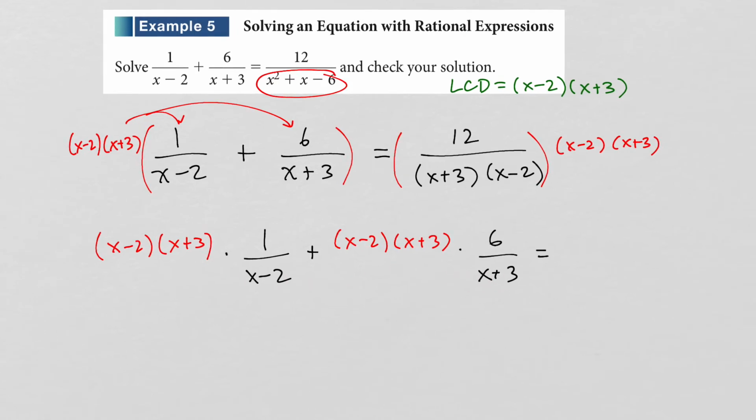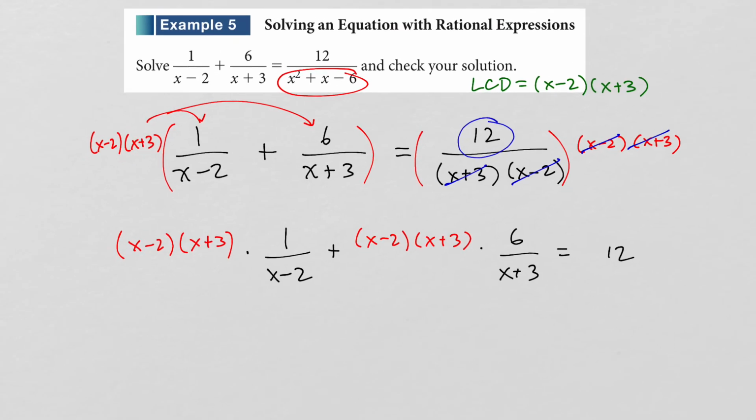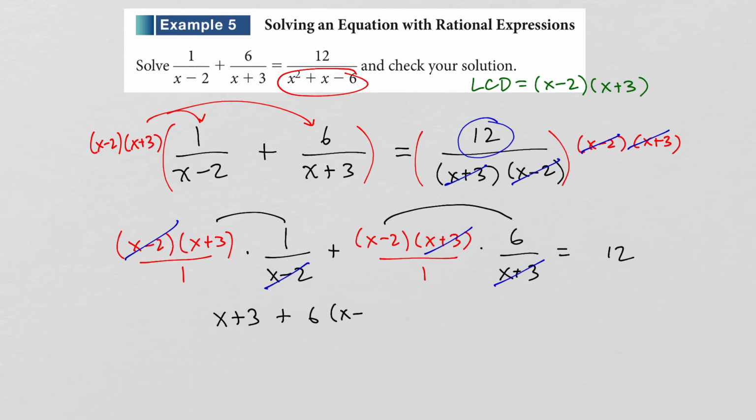Okay? Now on the right-hand side, we don't have to distribute, so we can see right away that these cancel here and these cancel here. So all we have on the right-hand side is 12. On the left-hand side, though, you'll notice that we can still do a little cancellation, x minus 2 here and x plus 3 here. So if we multiply what's left, we have x plus 3 times 1, which is x plus 3. Here we have x minus 2 times 6, and I'm going to write that out as 6 times x minus 2, and then we have 12 on the right-hand side.